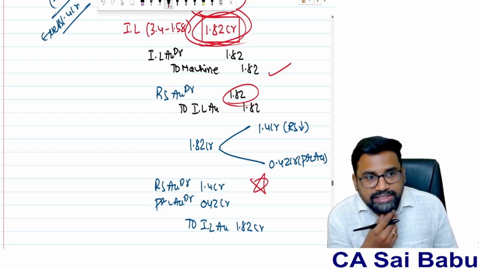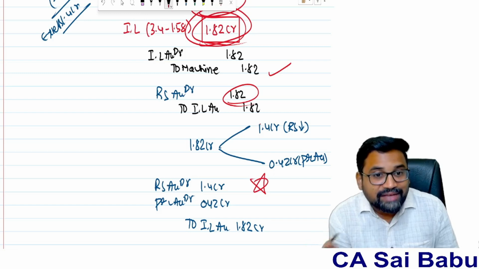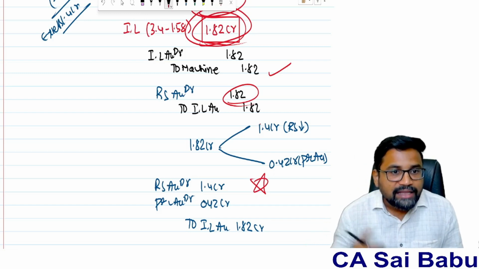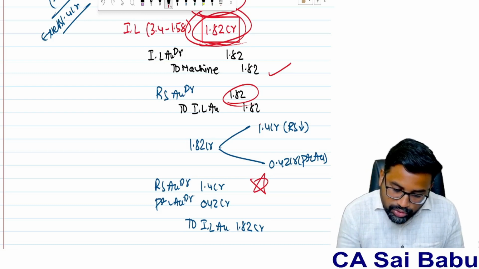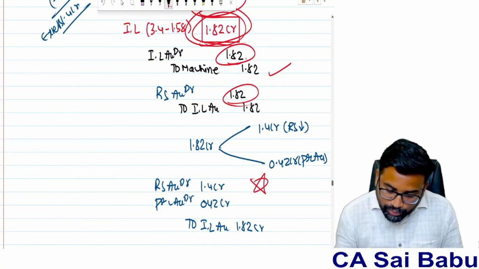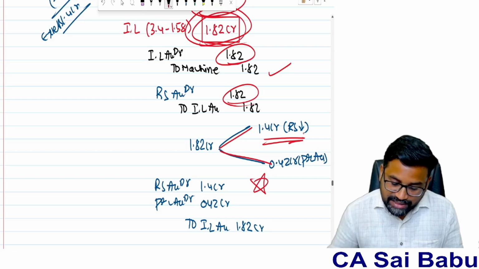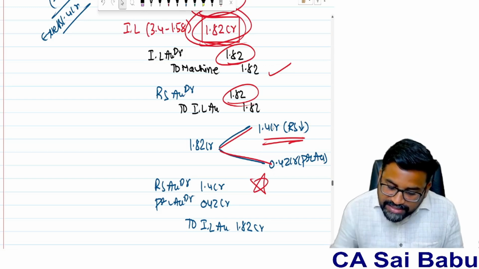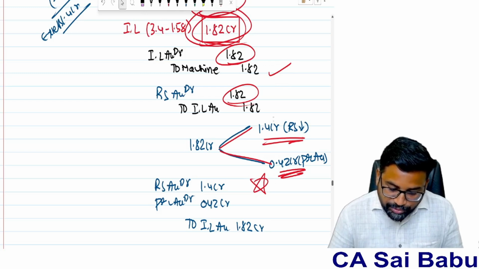But see, the concept here is that this 1.82, first we need to adjust against the revaluation surplus. Only the balance we will transfer to the P&L account. So out of this impairment loss of 1.82, what they have done is up to 1.4 crores, they adjusted to revaluation surplus. And the balance they transferred to the P&L account.